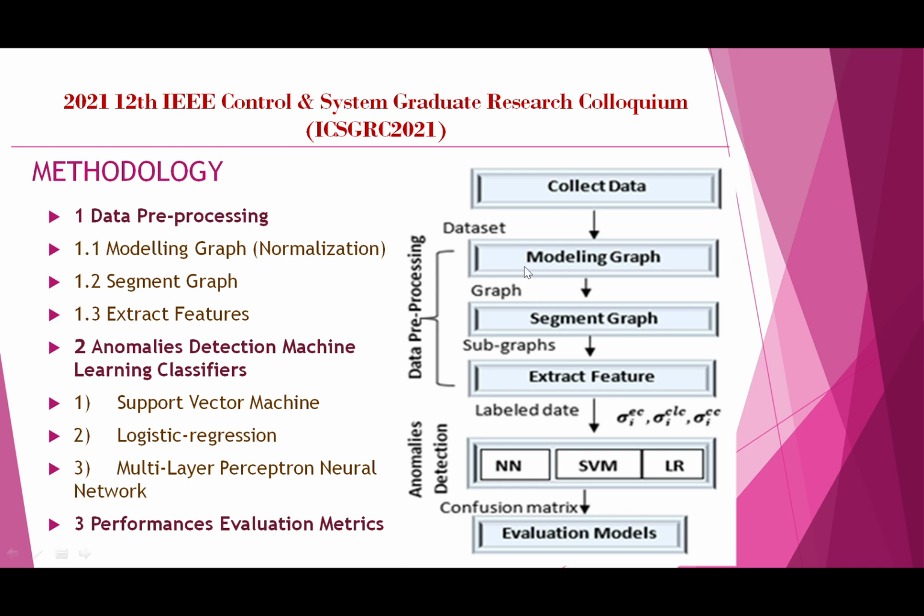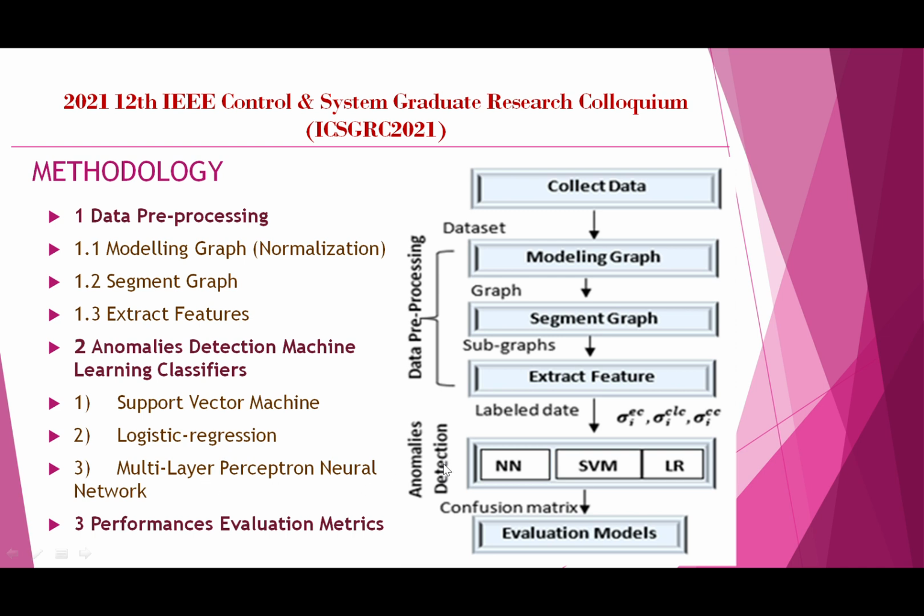First, we start with data pre-processing. We model the graph, because our data follows graph modeling, then we segment the graph, and finally we extract the features. Once we have extracted the features, the data is labeled, and then we start anomaly detection using the classifiers. We use three classifiers at the same time: the SVM, support vector machine, logistic regression, and multi-layer perceptron neural networks, in short, neural network.